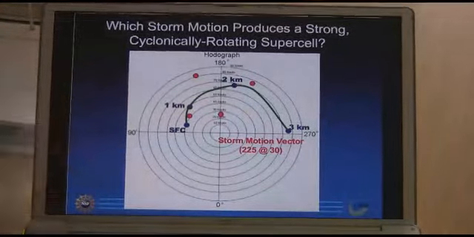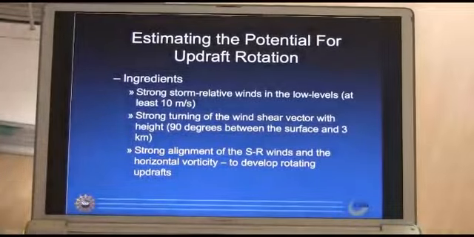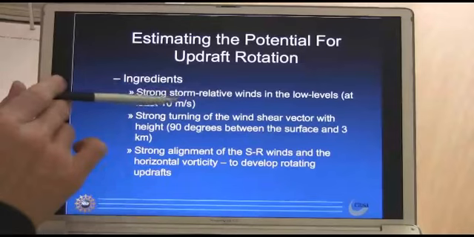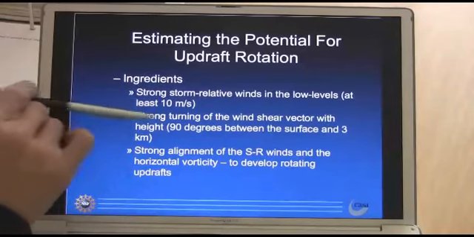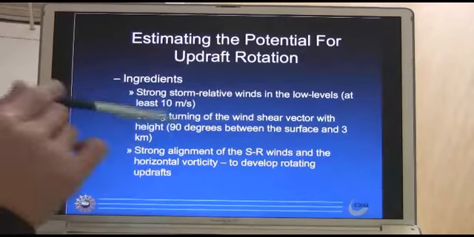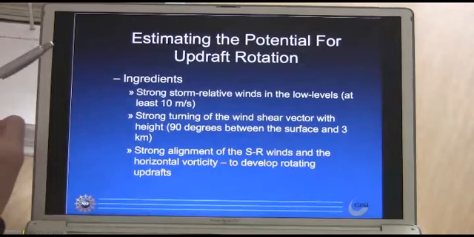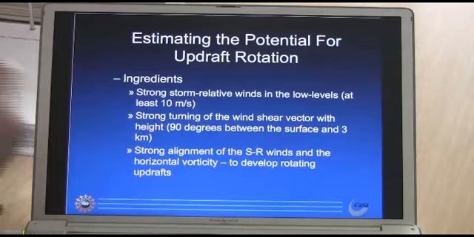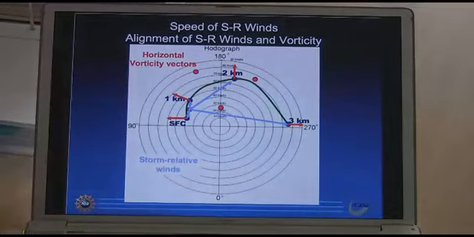So we have 4 different storm motion vectors. So remember, estimating the potential for updraft rotation. What are the 3 ingredients? Strong storm relative winds in the lowest levels, roughly 0 to 3 kilometers. Strong turning of the shear vector through 90 degrees, roughly through the surface to 3 kilometers. And strong alignment between the storm relative wind vectors and the horizontal vorticity vectors, again, through the same depth, 0 to 3 kilometers, roughly. Okay?